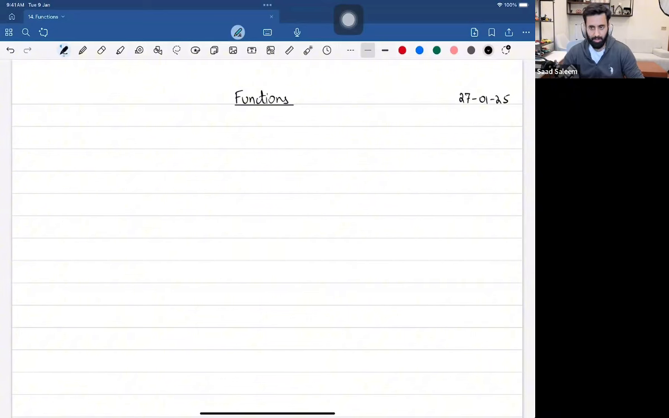Okay, yes, I'll share the marking scheme. I'll share a detailed marking scheme of the test also, inshallah. Anyway, so let's get to work.